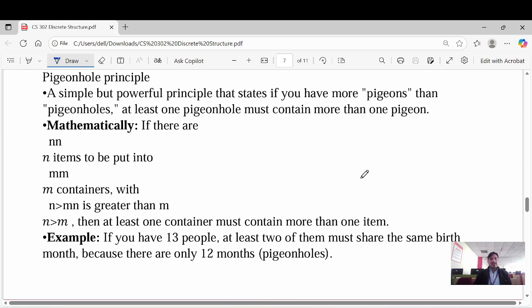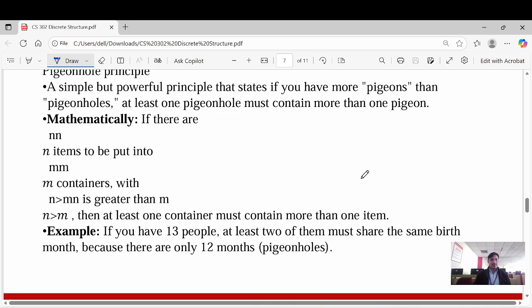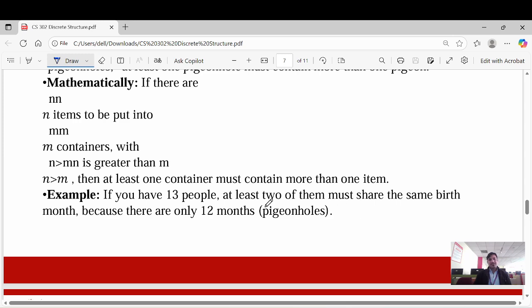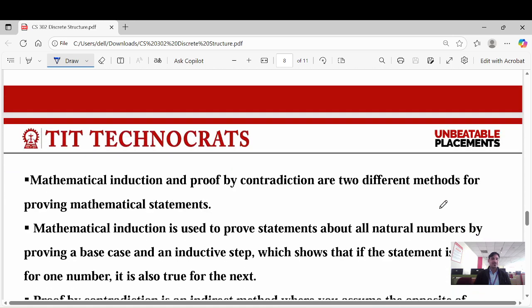Here we have taken an example of the pigeonhole principle. If there are n items to be put into m containers, with n greater than m, and if you have 13 people, at least 2 of them must share the same birth month. That is the example I have taken previously.